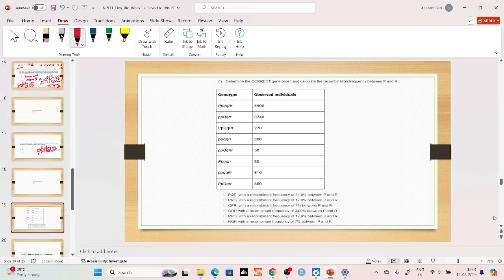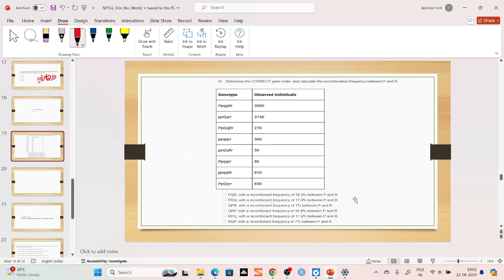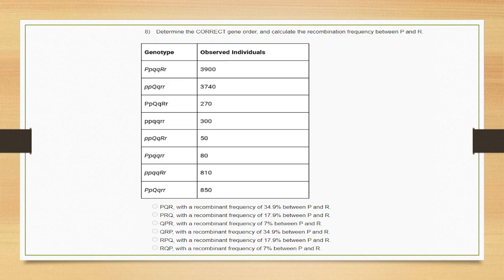Now you see, this is an example of a 3 point test cross. Here we have to find the gene order. Now, first and foremost thing, whenever a question which is related to a 3 point test cross is given, what you have to do is that you have to observe the parental classes and the double crossover classes.